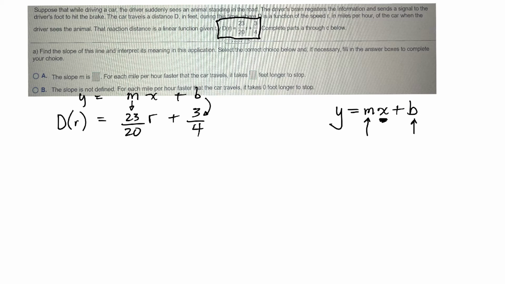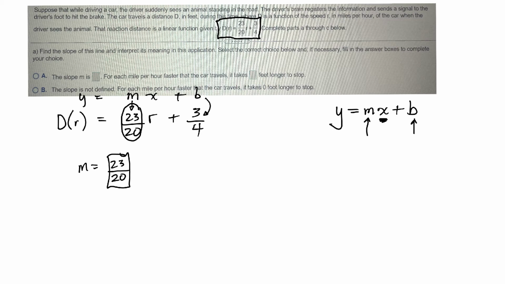So for part A there, it says what is the slope? So the slope is that number right there. So I'd say the slope is 23 over 20. And then they say for each mile per hour faster that the car travels, it takes how many feet longer to stop? So that's sort of what the definition of slope is. So that's what I would say. It would take 23/20ths more feet to stop.